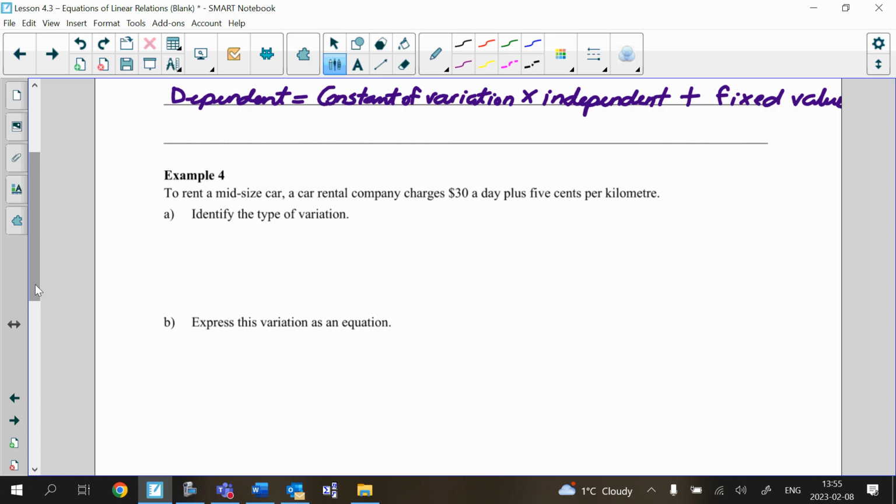And finally, how would you write this as an equation? So let's say C is the cost and K is the number of kilometers you drive. How would you set that up in an equation? First of all, which one is the dependent variable? Which one depends on the other? The cost depends on how much we drive. So this is going to go by itself.